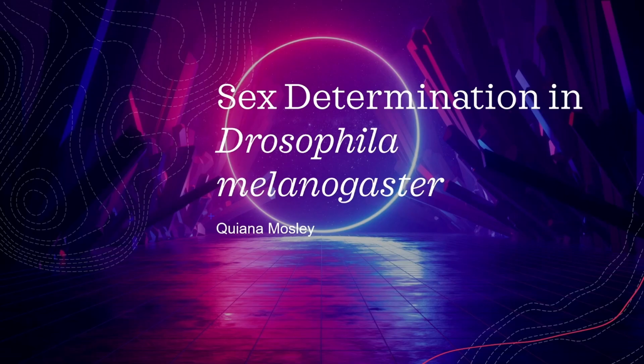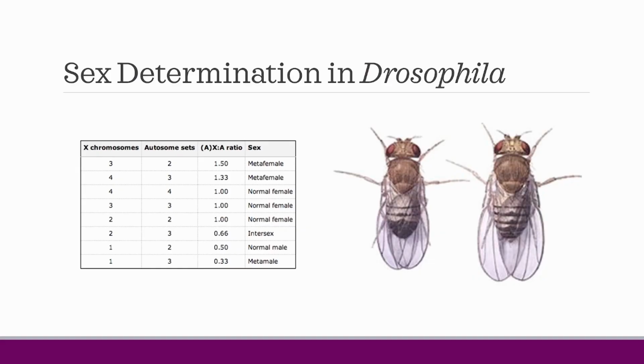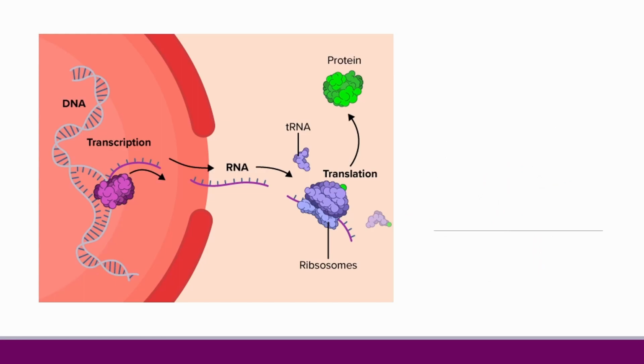In this video, I will be discussing sex determination in fruit flies, otherwise known as Drosophila melanogaster. There are a variety of different male and female specific morphological differences, including but not limited to the overall size, shape, and color of the abdominal tip. The sex of Drosophila is determined by the X chromosome to autosome ratio, and the sex-specific genes that are controlled by the X chromosome to autosome ratios are subjected to alternative splicing.